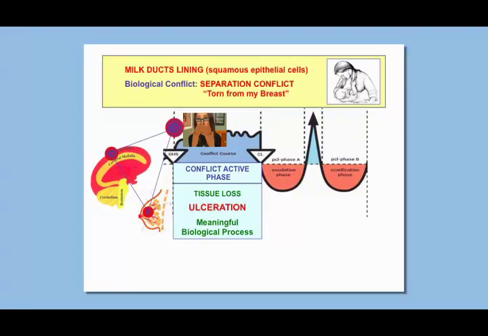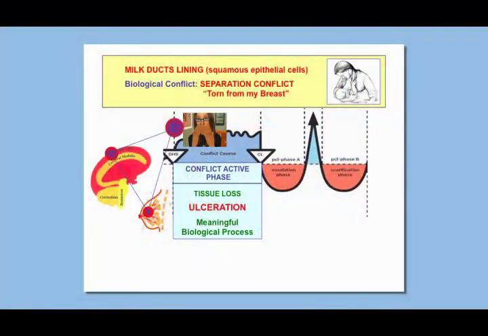And during the conflict active phase, as we already learned, there is ulceration, so tissue loss in the milk duct lining. When that occurs, a woman might not even notice it. If it's more intense, she might notice some pulling in the breast. However, if the conflict active phase is very intense and lasts over a long time, because of the tissue loss in the lining, the tissue might contract. Okay, it pulls together, it contracts, forming what are called serous knots.